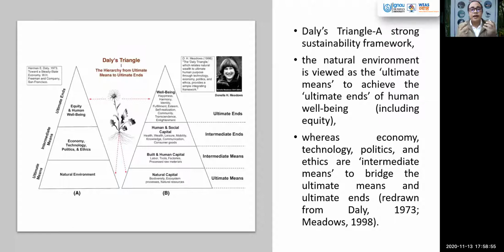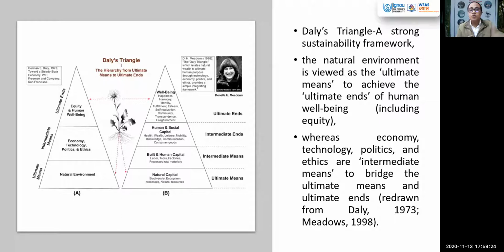So then we need another: human social capital. It is not about your labor. It is not about factories. You have to think about your human social capital: health, wealth, leisure, mobility, knowledge, communication, consumer goods. So at the end, we'll be able to achieve our good well-being. That is happiness, harmony, identity, fulfillment, esteem, self-realization, community, transcendence, enlightenment.